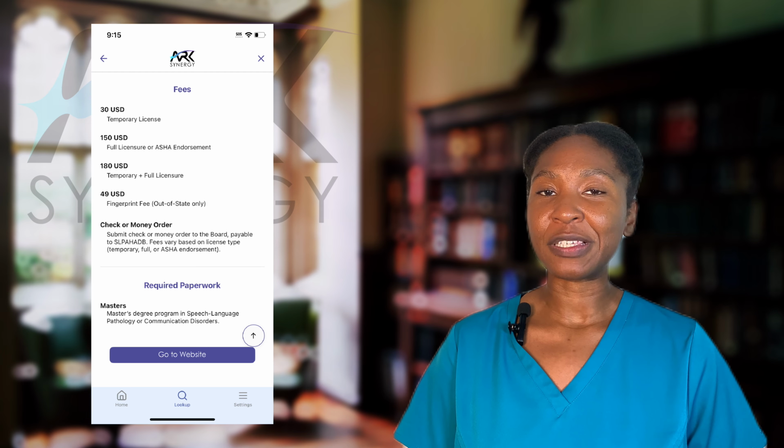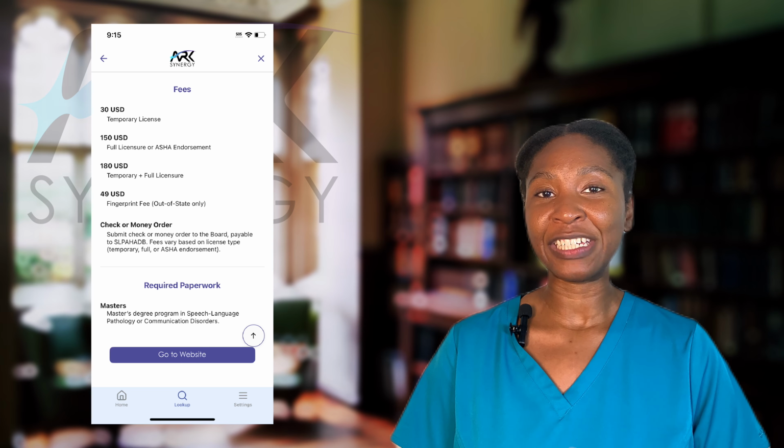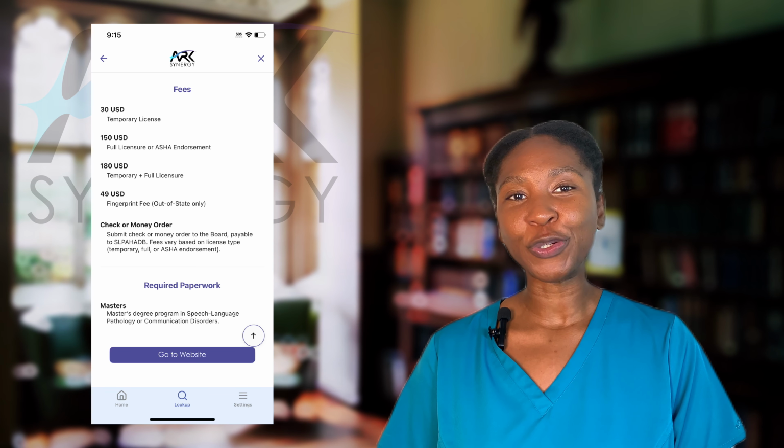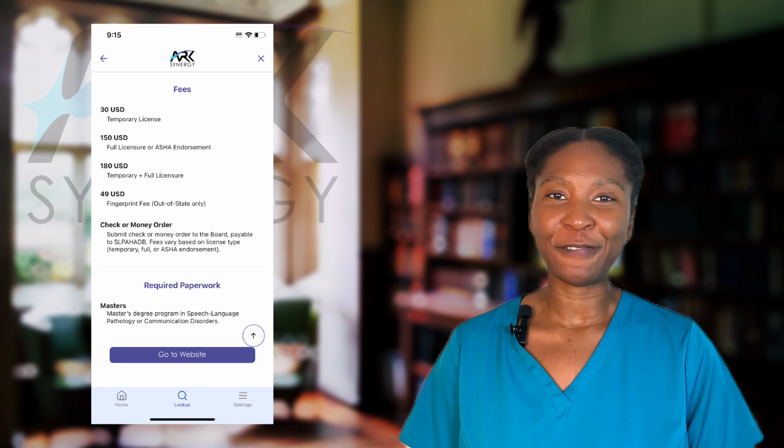All payments must be submitted by check or money order payable to SLP AHADB. Oxynergy displays the exact fee total for your situation so that you have all the information that you need before you apply.